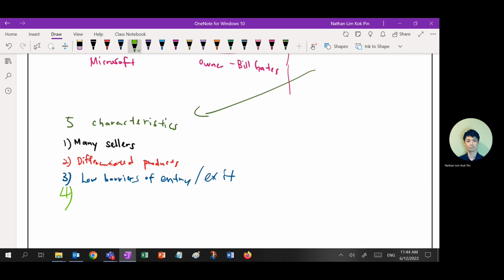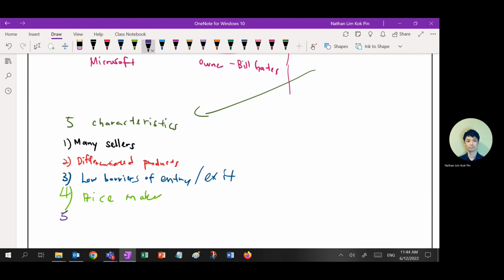Number 4. They have a little bit of price making power, so they're price makers.